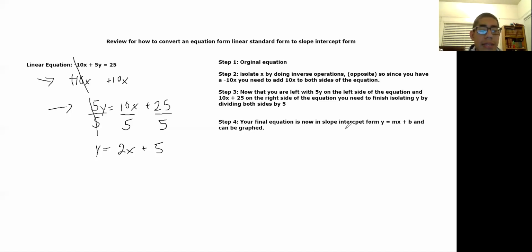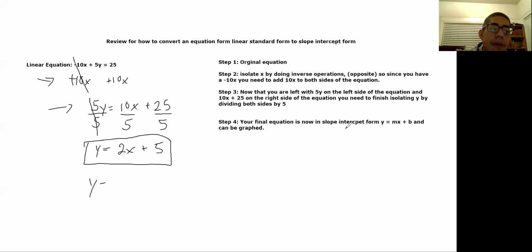So in this case, we're left with an equation here. Now remember, this is now officially in y equals mx plus b, or slope intercept form.